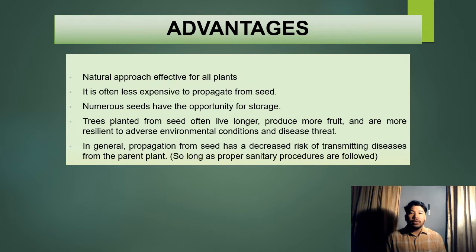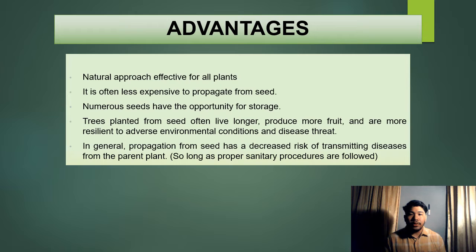So, next we're moving on to the advantages of this method. The first one is that seed propagation is known as a natural approach that is effective for all plants. The second one, it is often less expensive to propagate from seeds than other methods in terms of cost. The third one is that numerous seeds have the opportunity for longer-time storage. The fourth one, trees planted from seed often live longer, produce more fruits, and are more resilient to adverse environmental conditions and disease threats.